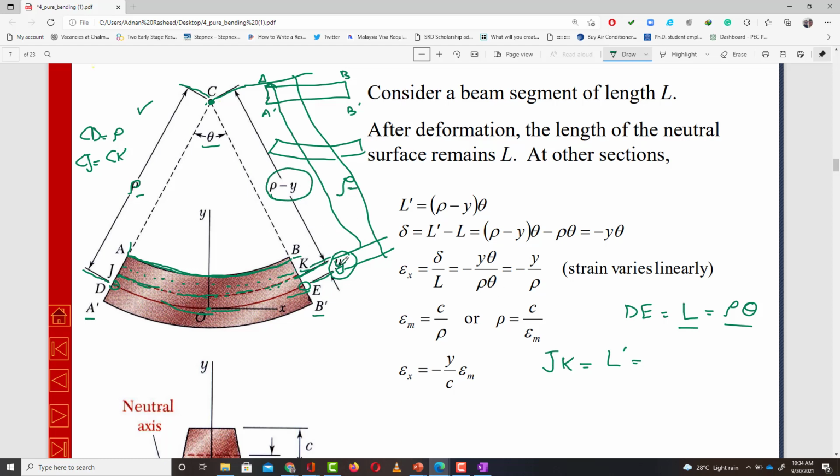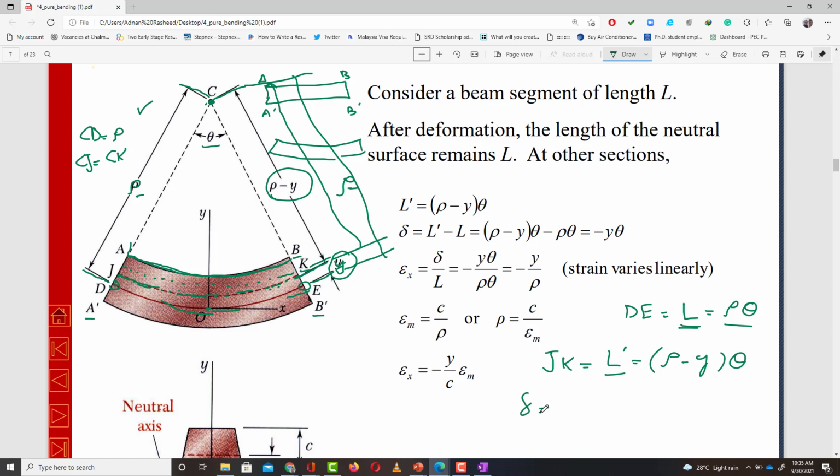So the new length JK, the length of new axis JK, or deformation in the JK, is L dash, which is equal to rho minus Y into what? Rho minus Y into theta. Clear? So this was the original length. This is the change or new length. New length. Now you have to find.